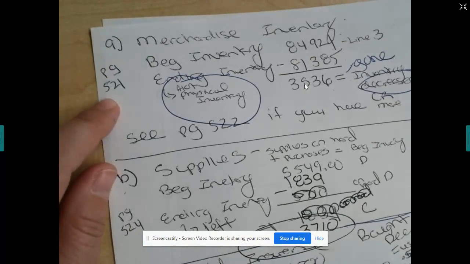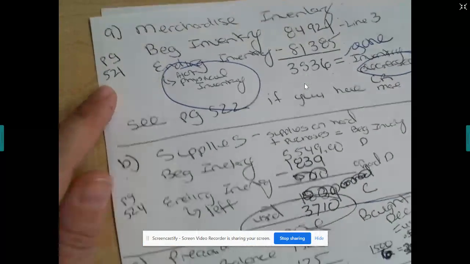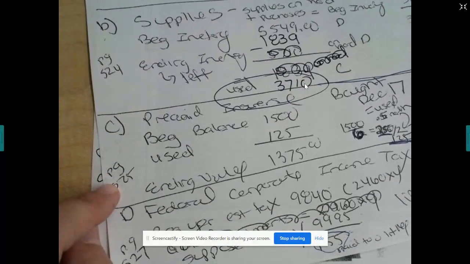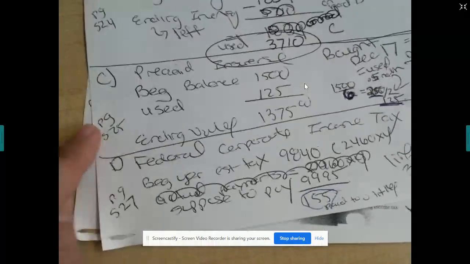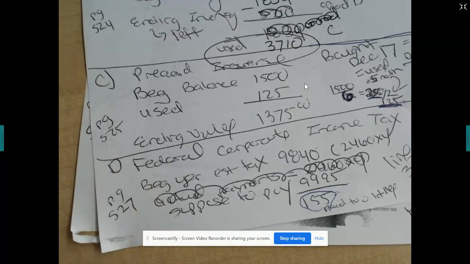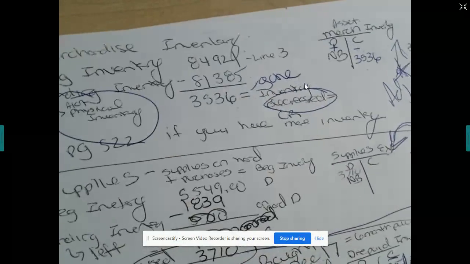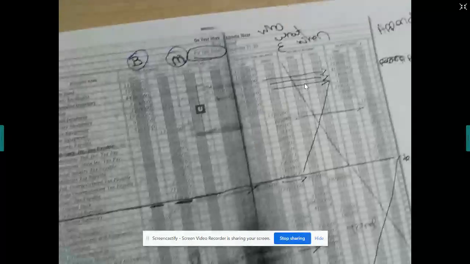So on page 521, we talk about merchandise inventory. On page 524, we talk about supplies. And on page 525, we talk about prepaid insurance. And then 527 talks about federal corporate income tax payable. Now, all this is important because I'm going to give you some different scenarios in this Edpuzzle, in this lesson, and you're going to have to be able to answer them. So that's the work for that page.